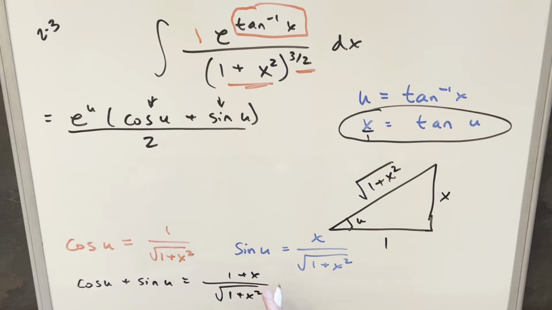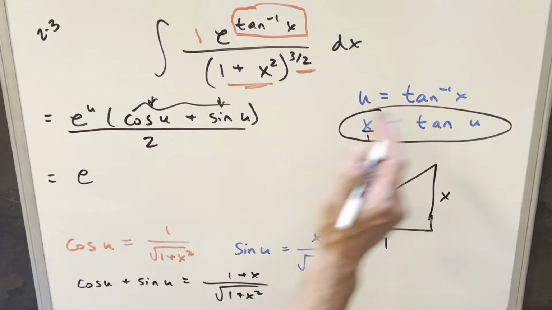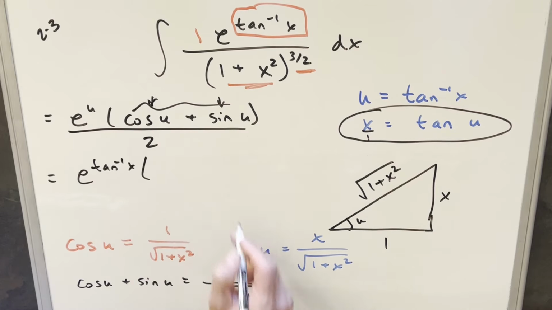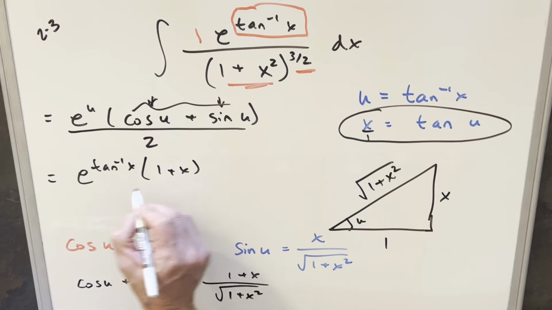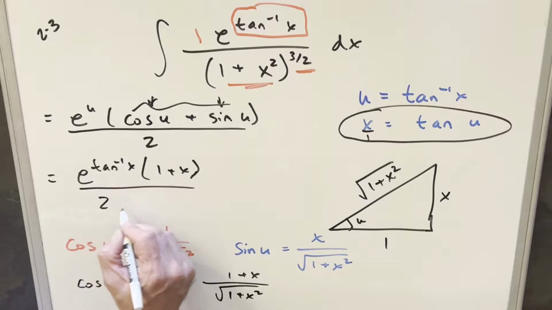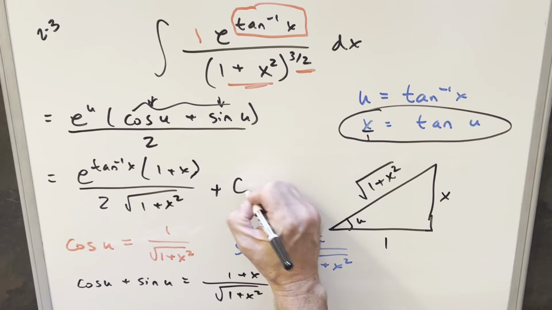So then I can take this value and plug it back in for everything we have right here. So putting this together for the final solution, we have e to our u value, which is just arctan of x. In parentheses, we have this stuff. But what I can do is kind of break it up. We'll have 1 plus x, and then I can write the whole denominator with the 2 times square root 1 plus x squared, add a plus c, and that's it.